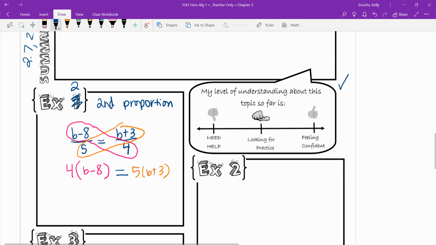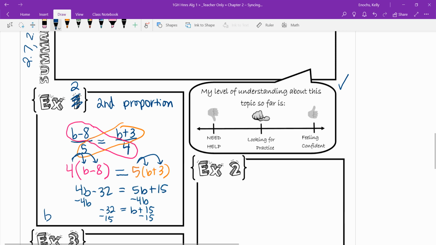All right, so now we have a distributive problem, so we can distribute on both sides. 4b minus 32 and 5b plus 15. Now I have variables on both sides, so I'll need to decide, do I want to subtract 4b from both sides or subtract 5b? In this case, I would suggest that you subtract 4b. And then I'm going to subtract 15 on both sides. That's going to give us our answer that b equals negative 47.